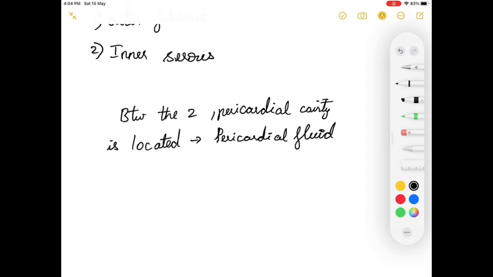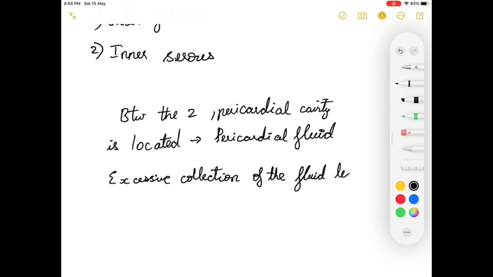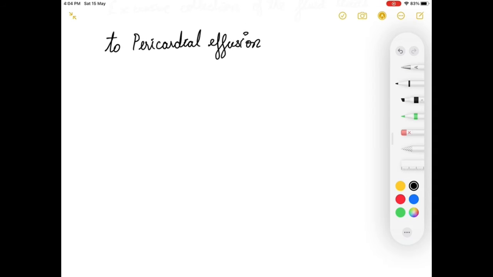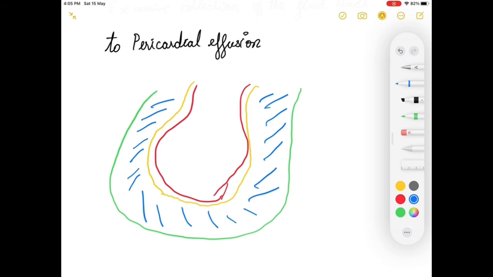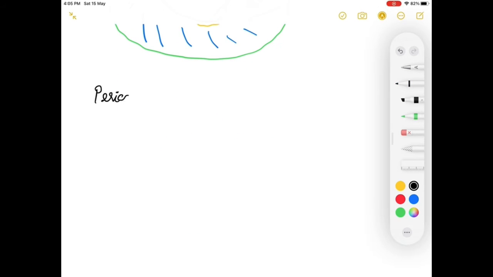Okay. The excessive collection of the pericardial fluid in these cavities leads to pericardial effusion. This is one of the clinical conditions. And now to put it in a diagram, that's the heart, the red color one the heart, the yellow one the inner visceral layer, the green one the outer layer, and the middle part blue will be the pericardial fluid.